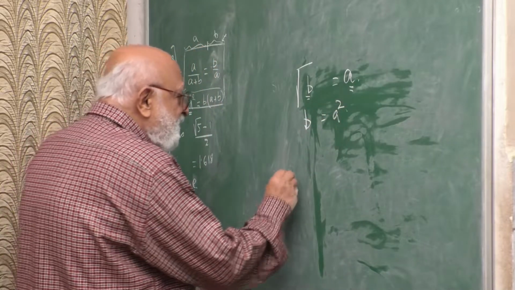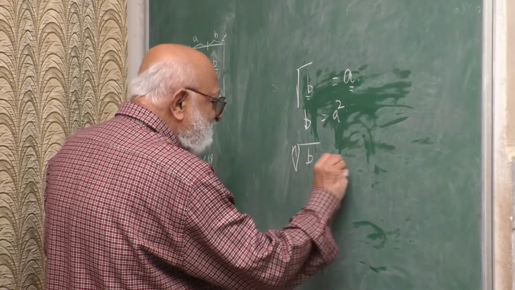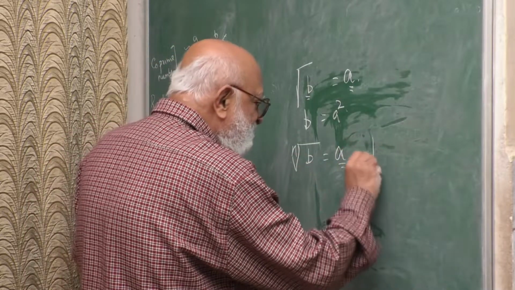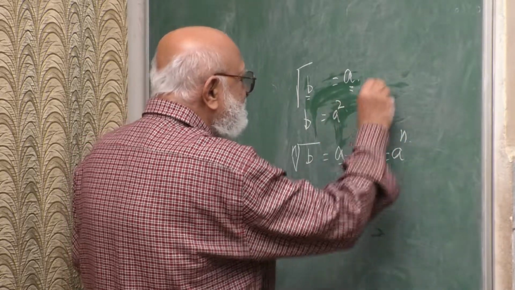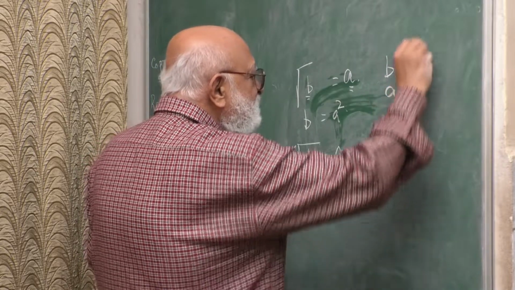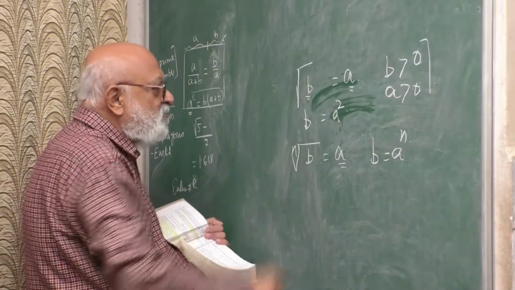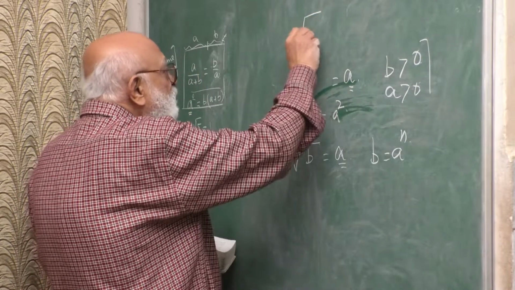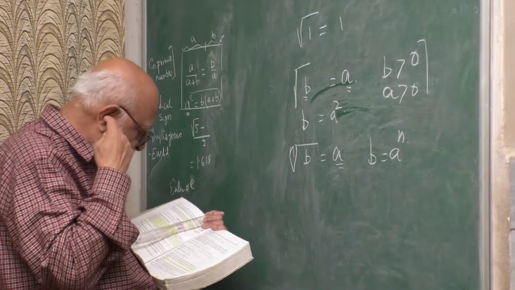Similarly, if I have the nth root of b and that is equal to a value a, then if I take the nth power, b should be a to the power n. And of course the usual conditions that b should be greater than 0 and a should be greater than 0 will definitely remain, because if it is 0, this has no meaning. And you of course definitely know root of 1 is equal to 1. Okay, those you will all know.